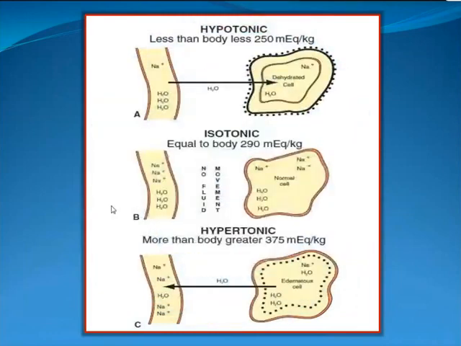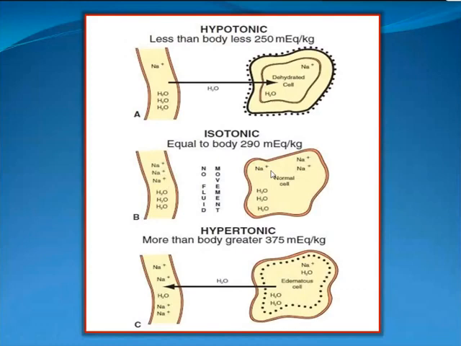Now, this is another picture explaining the movement. Here in the hypotonic, there is more fluid, so it will pass to the cells, causing swelling of the cells. While in isotonic, there is a balanced amount of sodium and water. So the movement will also be balanced, and there is no shifting of the fluid, and the cell maintains its concentration and its physiology.